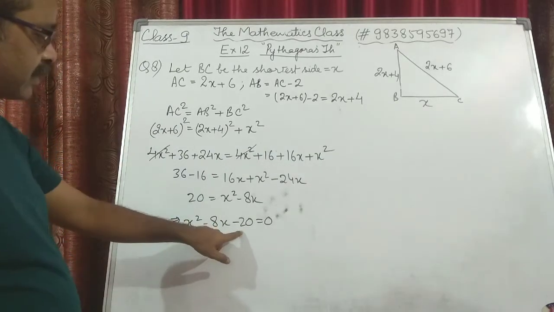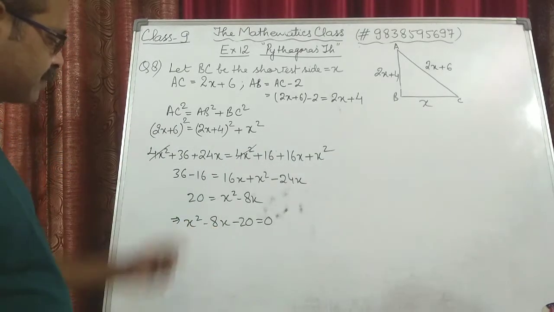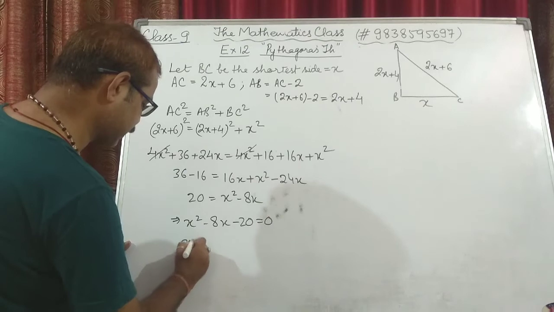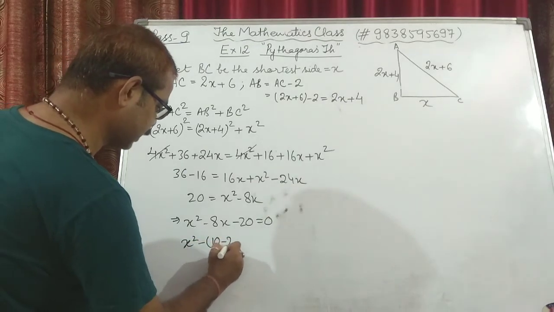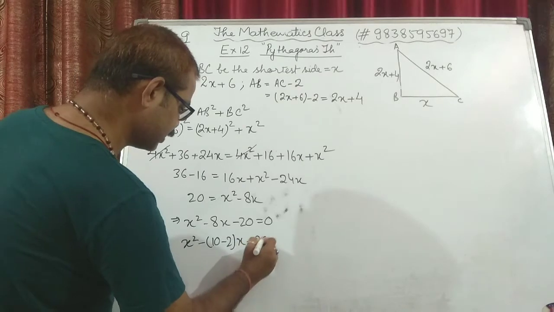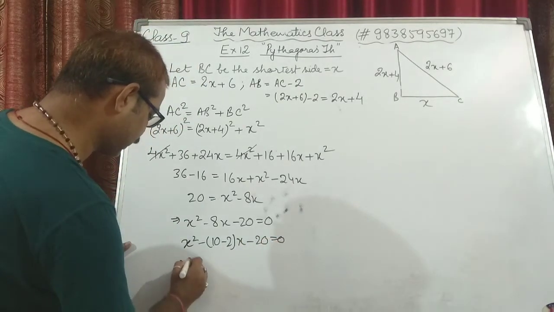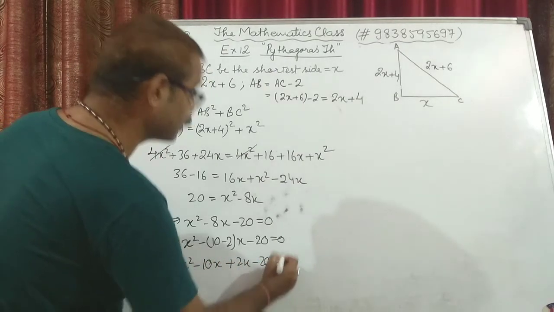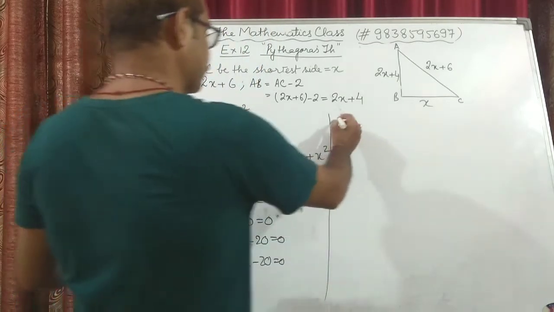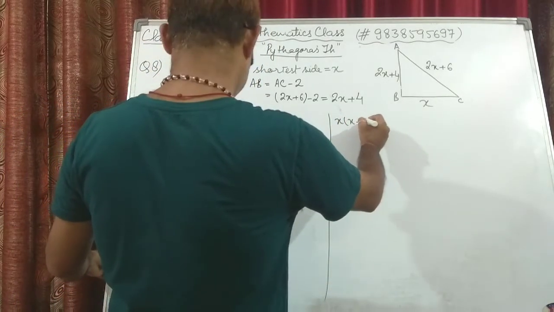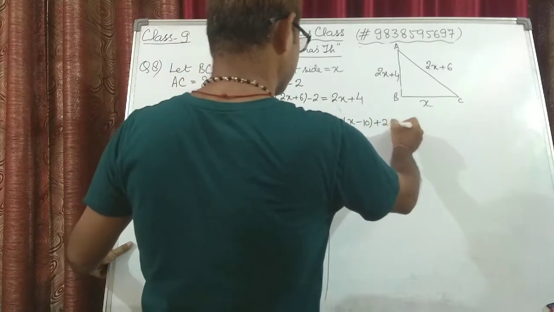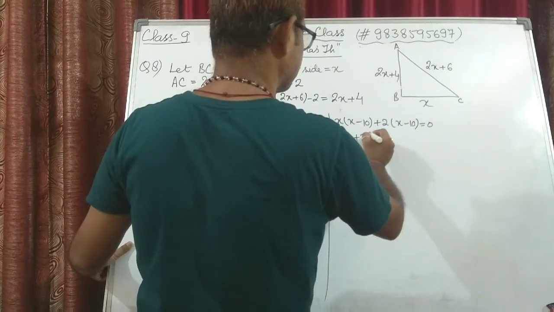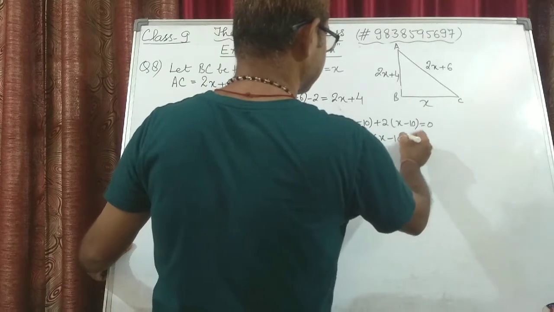Now 20 has to be factorized in such a way that you may get 8. So we know 10 into 2 is 20 and 10 minus 2 is 8. So this can be written as x square minus 10x plus 2x minus 20 is equal to 0. From this we can take x common, that is x into x minus 10, plus 2 into x minus 10 is left, is equal to 0. So x plus 2 and x minus 10 is equal to 0.